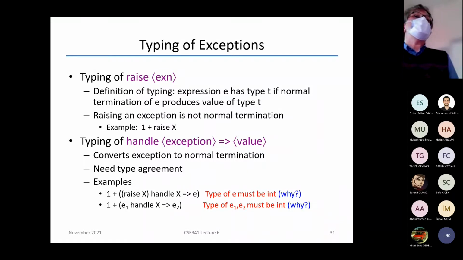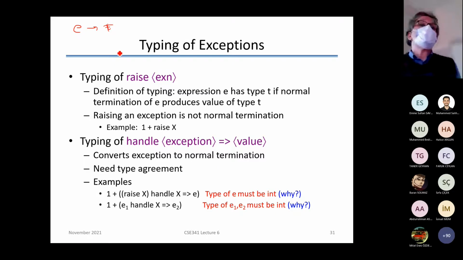In this case, expression E has a type T if normal termination of E produces a value of type T. So let's say that you have an expression, and you know that if this normally happens, it will generate a type T output, right? So typing-wise. As I said, we didn't discuss typing before when we were thinking about applicative order or normal order evaluation. Now we'll discuss this a little bit.